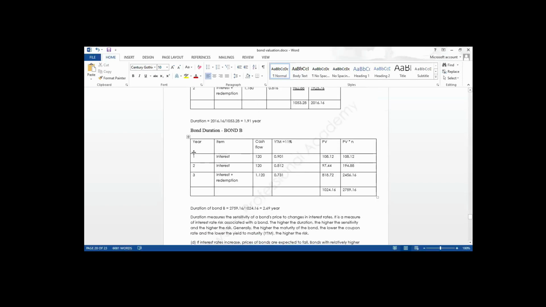For bond B, take the cash flows: annual interest, annual interest, annual interest plus the redemption value. Now discount this cash flow using the YTM of bond B. The YTM of bond B is 11%. Now find a discount factor at 11%, year 1, year 2, year 3.